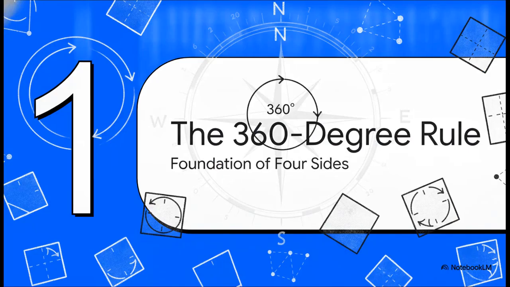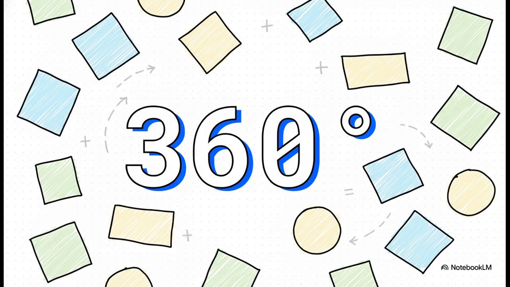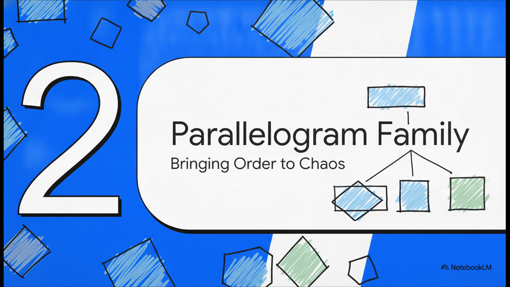Starting with Section 1, the 360-degree rule, the ultimate foundation of 4 sides. So, according to rule number 1 on our master sheet, this is the great equalizer. No matter how warped, stretched, or skewed a 4-sided shape gets, its internal angles, alpha, beta, gamma, and delta, will always add up to exactly 360 degrees. You can squish it, you can pull it, whatever, but that 360-degree boundary, it's the absolute unbreakable foundation of our entire quadrilateral world.